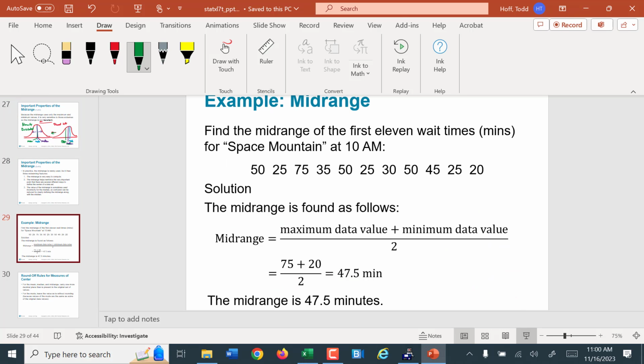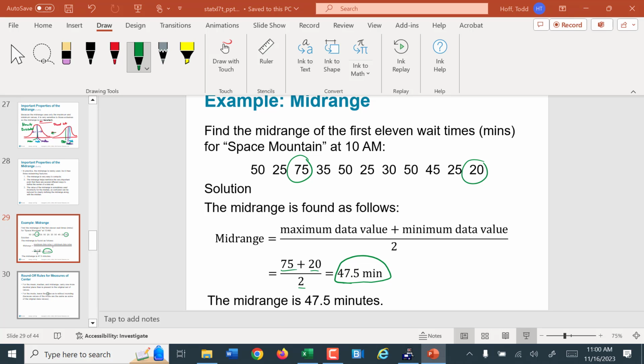So an example of calculating the mid-range, for this set of data, like I said, it helps to put it in order from smallest to largest. Here we have the largest value is the 75 and the smallest is the 20. We add those two together and divide by 2 to get 47.5 is the mid-range.